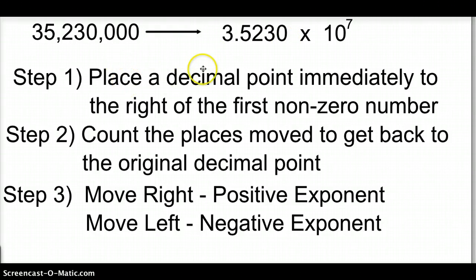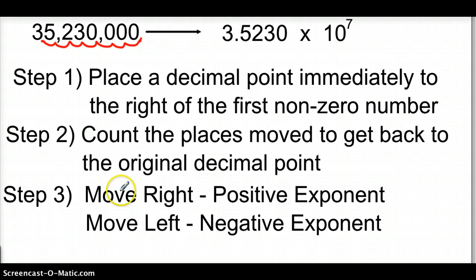Step 1, we would place a decimal point immediately to the right of the first non-zero number. So if we look at this number here, where we would place a decimal point would be right here. Second, we'd count the places we move to get back to the original decimal point. So here, to get to the original decimal point, we don't have one in this number, so that means it's at the right end of the number is where the original would be. And now we just count from our new place out to there. We got 1, 2, 3, 4, 5, 6, 7.